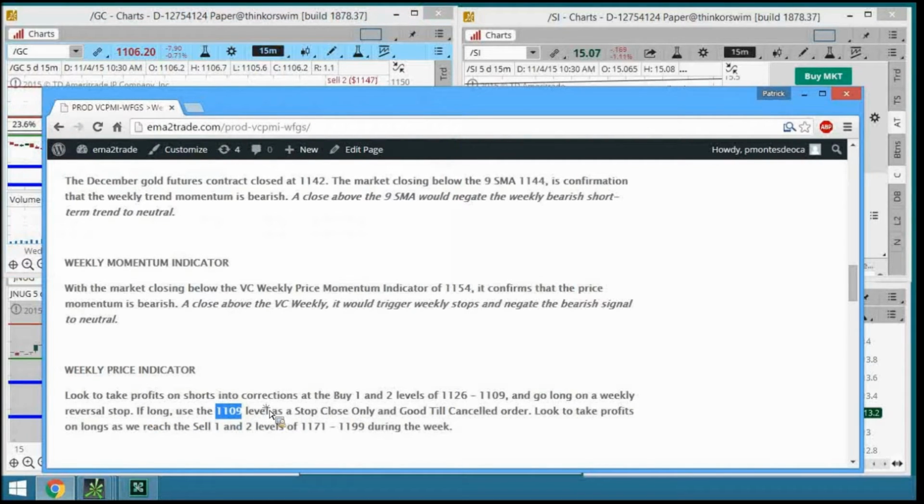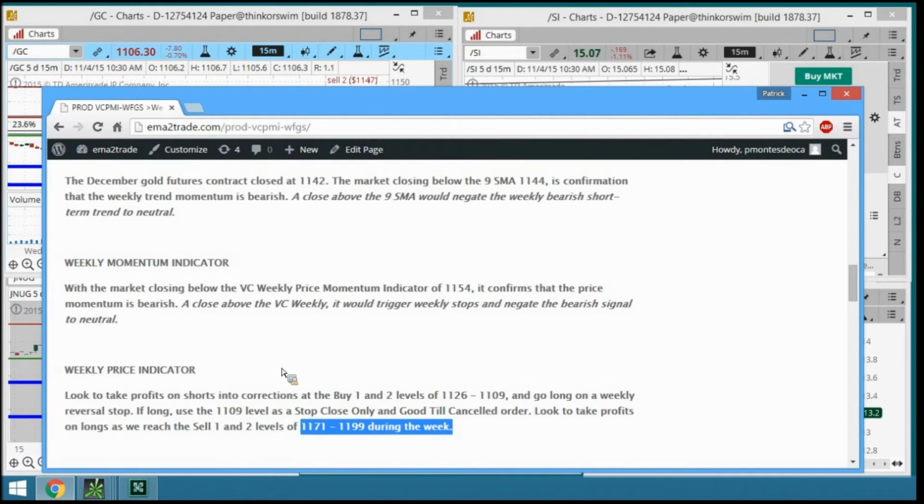So if you take this signal, the way to interpret this is that if the market closes on Friday below 1109, then you get out. Closing above 1109 would activate a buy signal at the B2 level. The first target would be 1126. Closing above 1126 would activate a buy signal with a target of 1154. Closing above 1154 would activate the upper end of the range for the rest of this week, of 1171 to 1199.